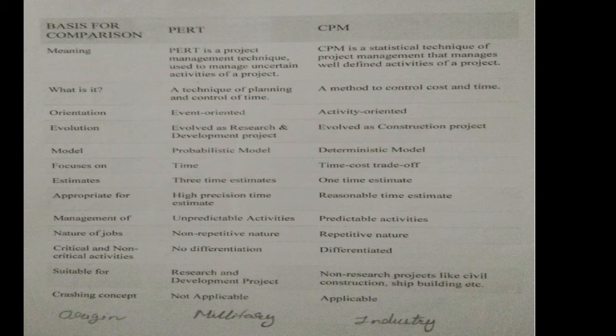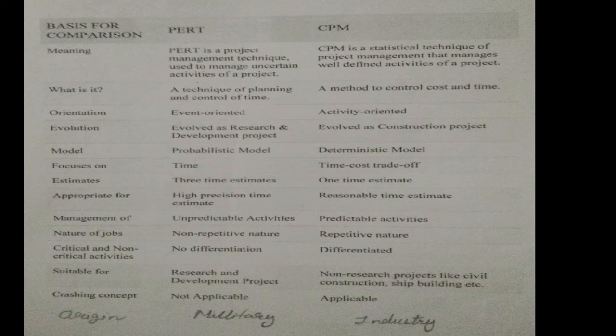The third difference is orientation. PERT is oriented towards events. On the other hand, CPM is oriented towards activities. The next difference is regarding evolution. PERT evolved as a research and development project. On the other hand, CPM evolved as a construction project.